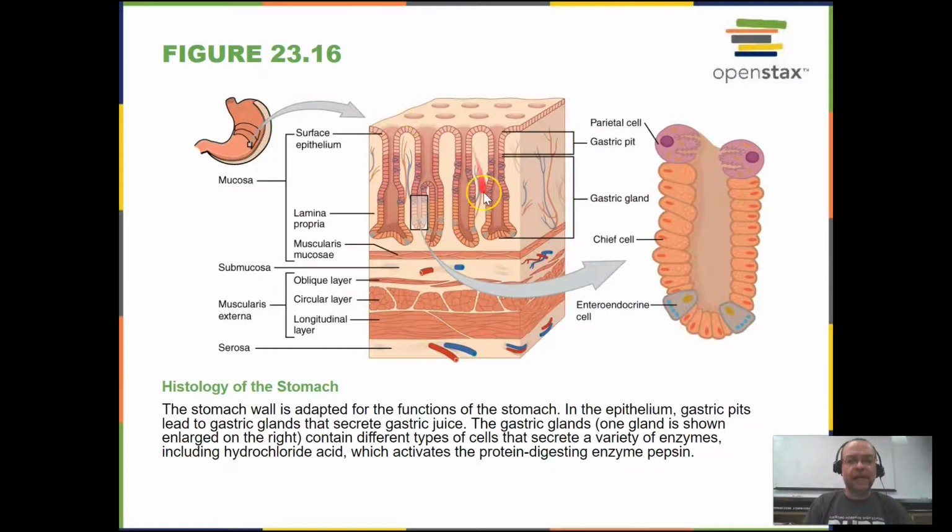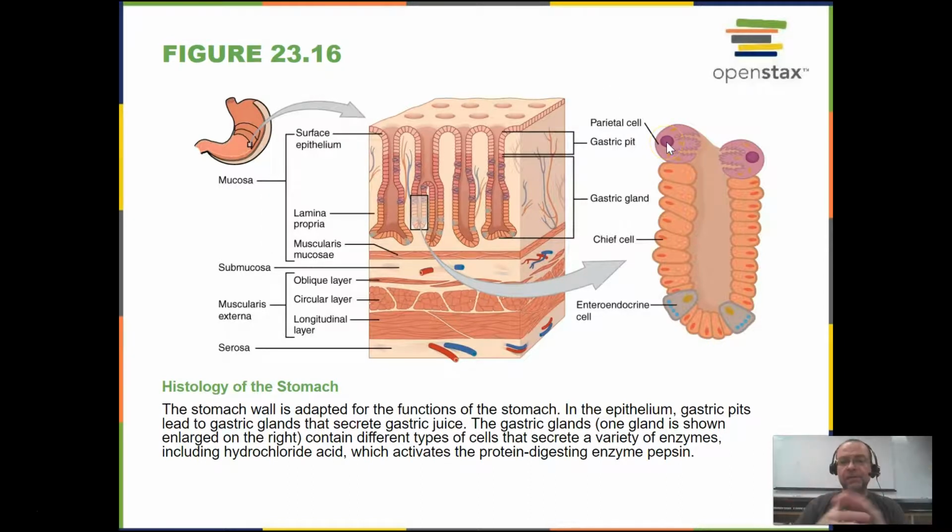So we have gastric glands here that lead to gastric pits. Basically it's a tunnel, and if we zoom in here, we'll see a gastric gland, and there are multiple cell types in here. We've got parietal cells and chief cells and other kinds of cells. So basically there are three major kinds of cells we need to know about in the stomach: mucus cells, parietal cells, and chief cells. We'll get to the mucus cells last because that makes most sense.